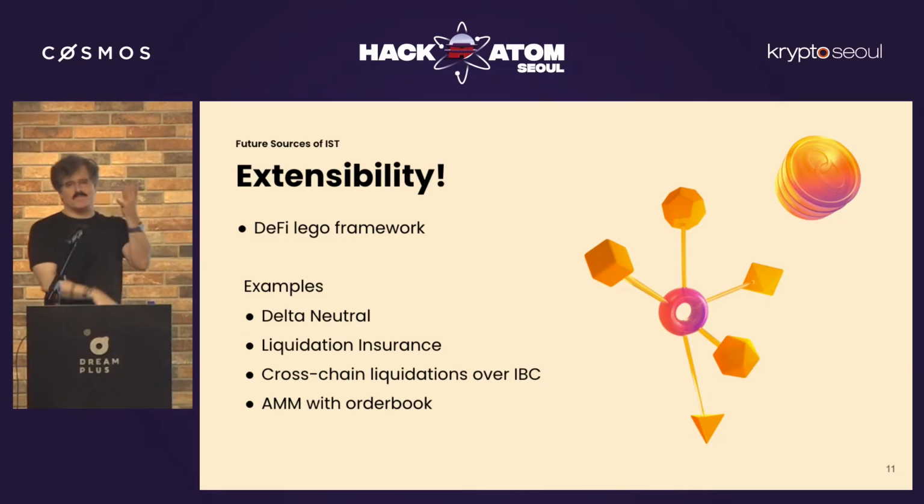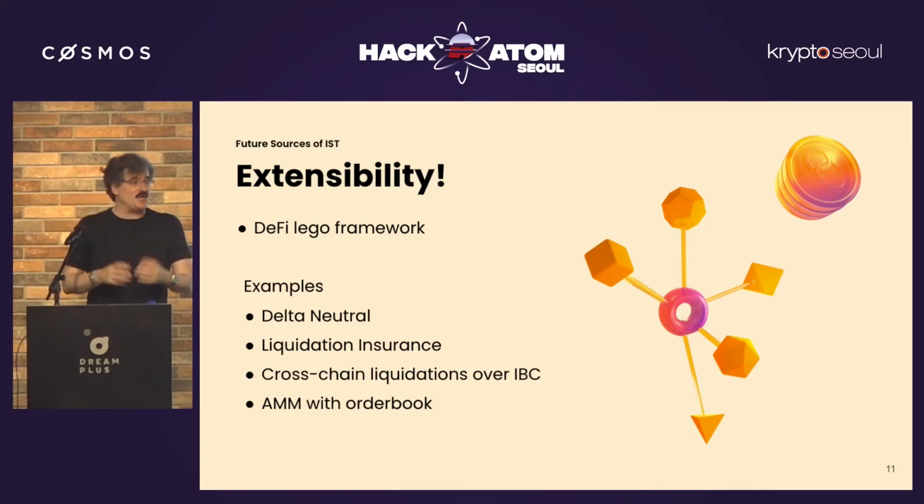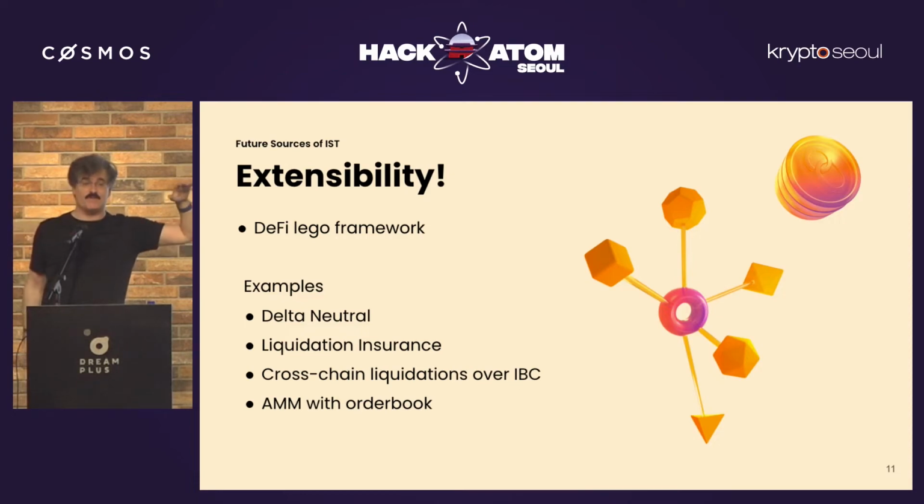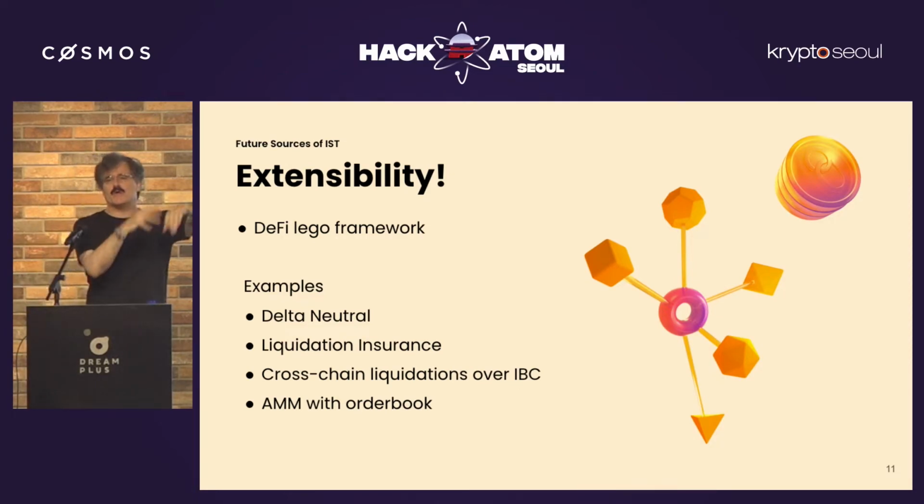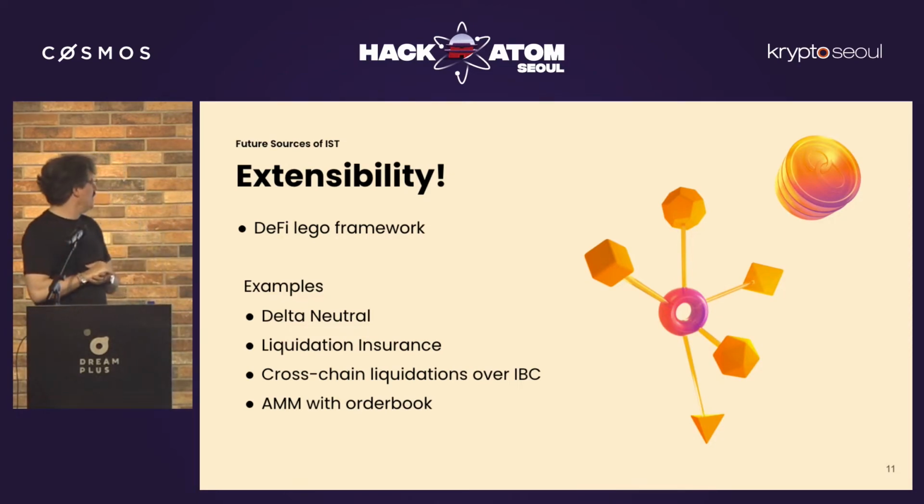So, delta neutral stable token mechanisms, insurance for liquidation so that you've got an Atom position and Atom falls just enough to make your vault liquidate. You can have insurance that will cover it so you don't end up getting liquidated.